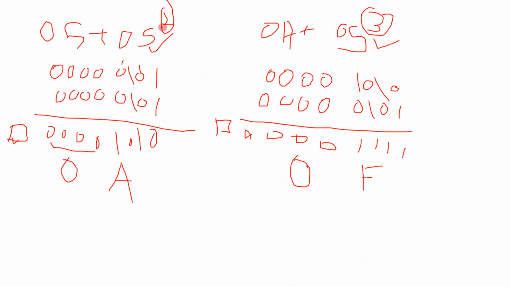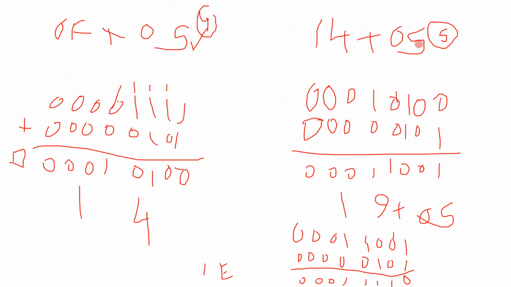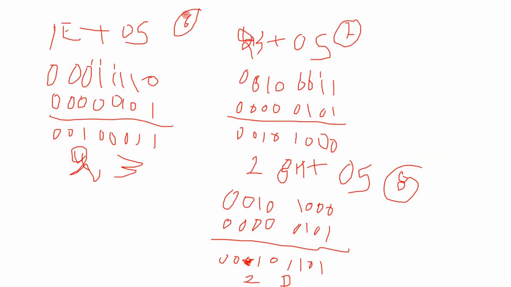Actually this is 1, 2, 3, 4, 5, 6, 7, 8, 9. So we have added 5 nine times. So what we got is 2D, which is the expected answer. So we got 1 byte answer.